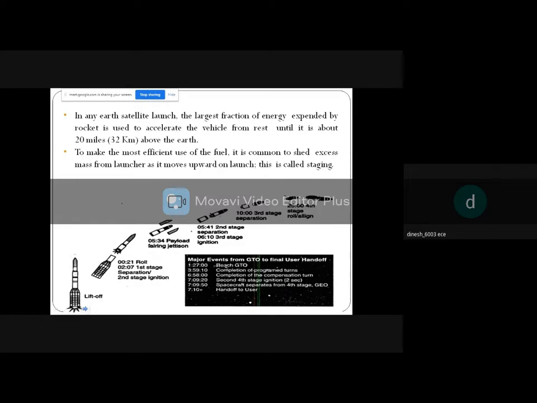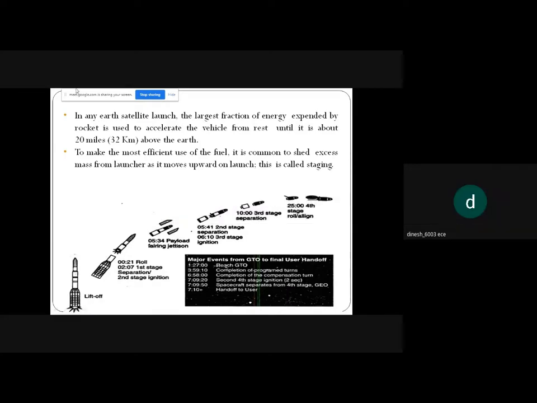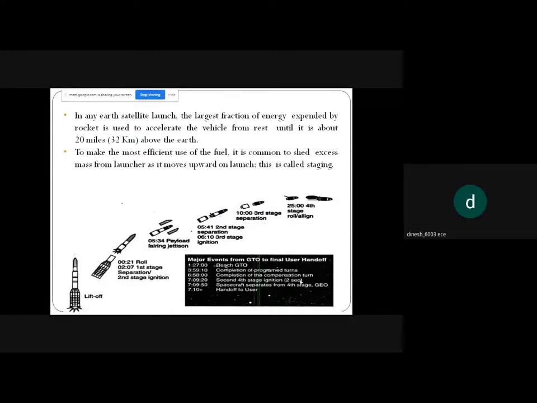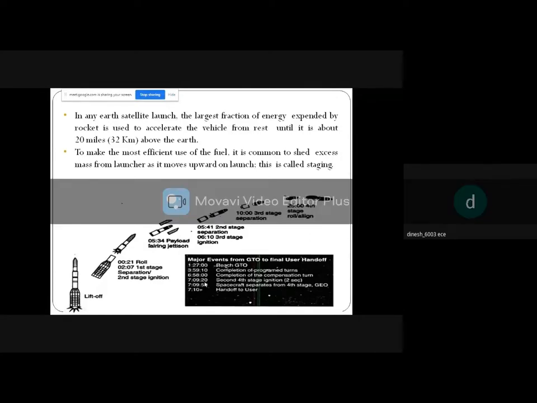when it reaches 1 hour 27 minutes, you can see that it reaches GTO, and at 3 hours 59 minutes 10 seconds, the completion of programmed turns. At 7 hours 58 minutes, completion of the compensation turn occurs. Then at 7 hours 9 minutes 20 seconds, fourth stage ignition starts.